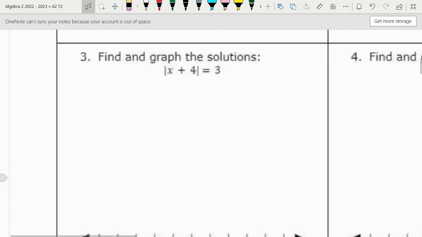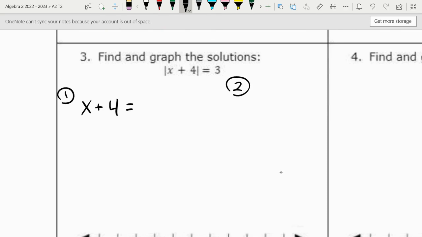Find and graph the solutions. So always with these equations, you have two scenarios. Either all the stuff inside equals whatever's on the outside, or all the stuff on the inside is equal to the negative version of whatever's on the outside. So that'd be -3. So we have to split it up into positives and negatives. So that's your first step for all these equations. Then you just solve it like an algebra problem.